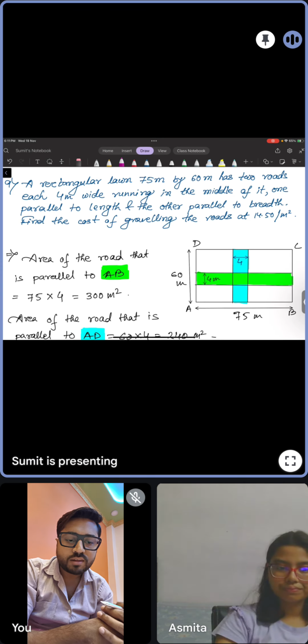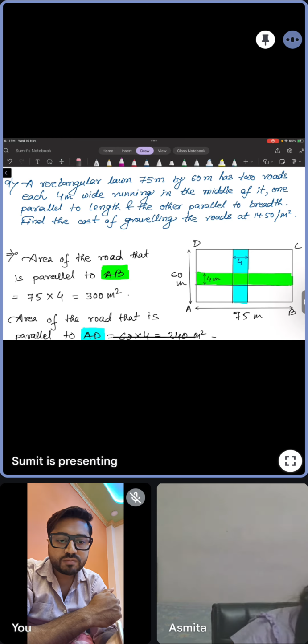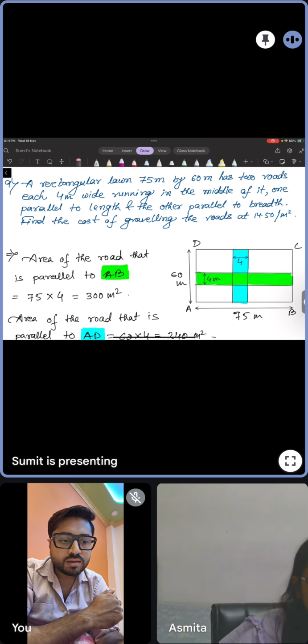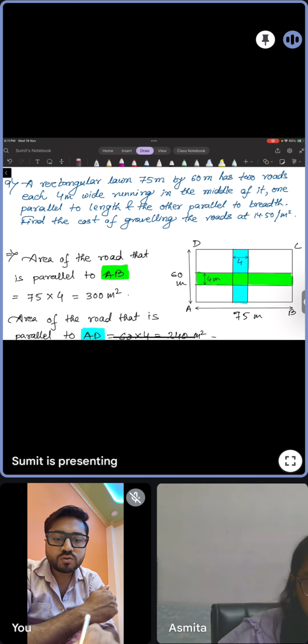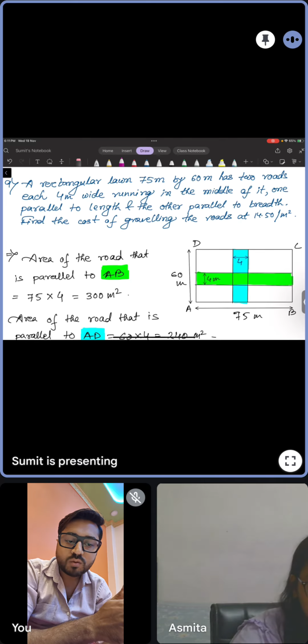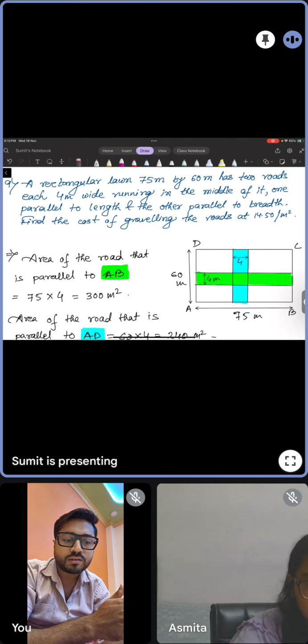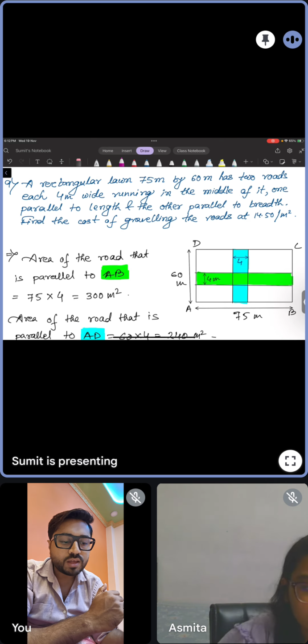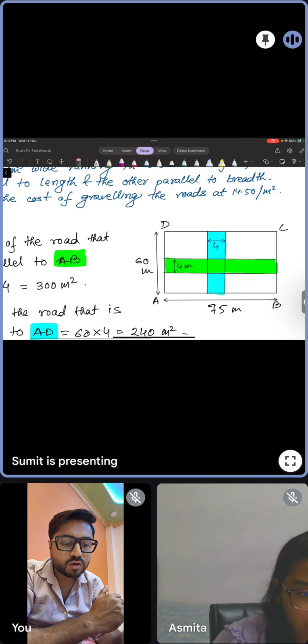The question says that a rectangular lawn 75 meter by 60 meter has two roads each 4 meter wide running in the middle of it. That means a rectangular lawn is there. According to the question, I have drawn a rectangular lawn, that is ABCD, which measures 75 meter by 60 meter.